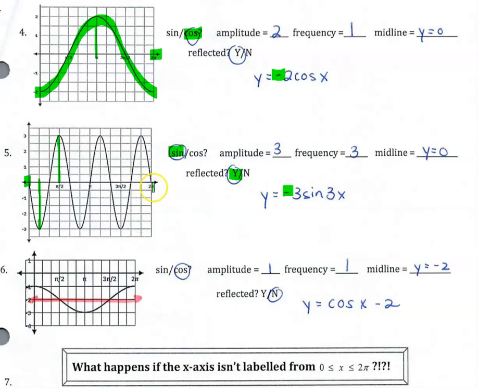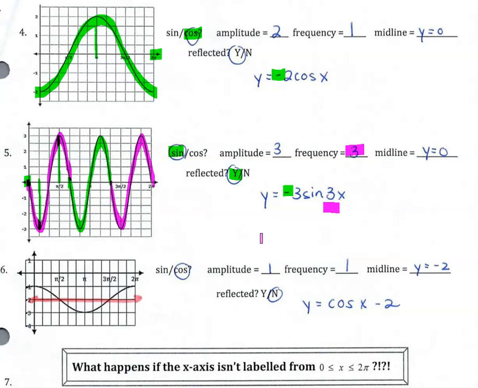Now frequency, over the course of 2 pi units, I am seeing 1, 2, 3 of those sine curves, which is why my frequency is now 3. Put it all together, your equation is y equals negative 3 sine of 3x.